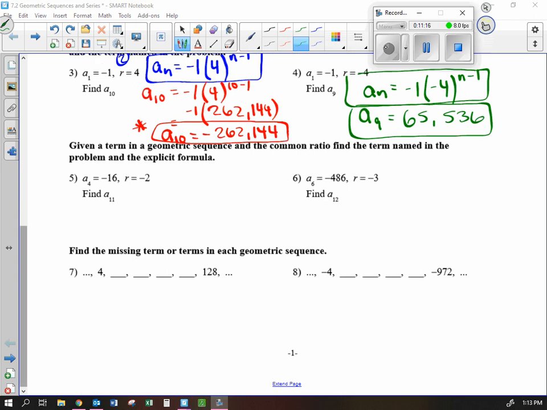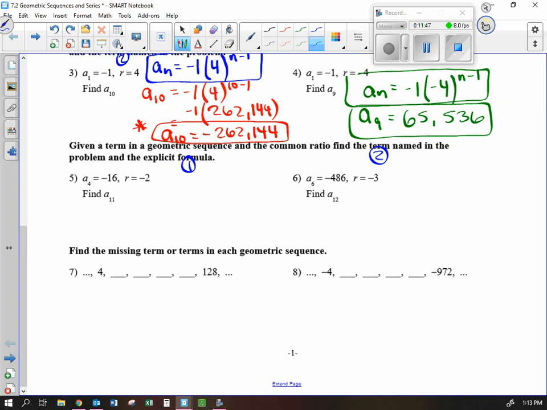Our instructions are: given a term in a geometric sequence and the common ratio, find the term named in the problem and the explicit formula. From what we know from 1 through 4, we can't exactly find a term yet until we have the explicit formula. So we're actually going to be finding the explicit formula first, then finding the term. That's the order we're going to do it here based on the given information we have.